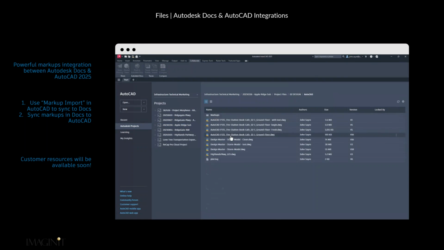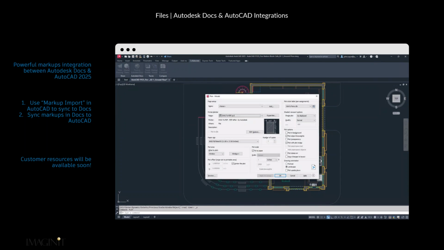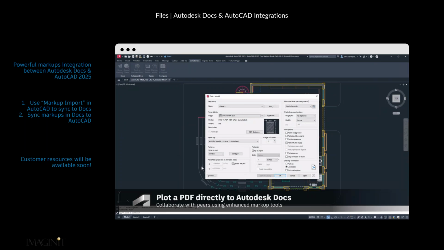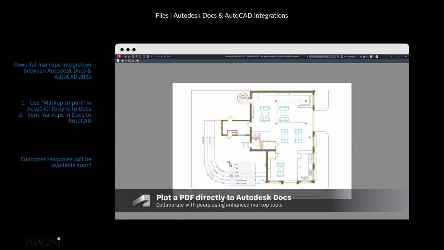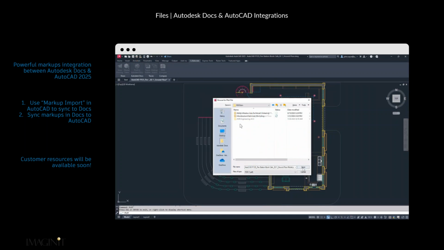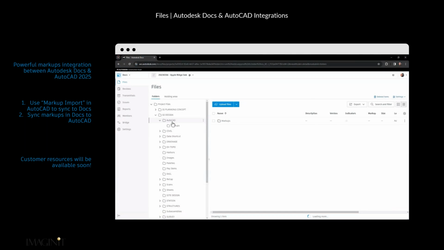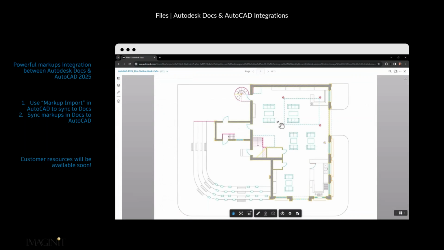And then the AutoCAD markup, there's a little bit of an embedded video in here. For the AutoCAD integration, we are able to publish our sheets directly to Autodesk Docs, so we can plot those to our file section in Docs. We can apply markups to those PDFs, and then we can capture the markups and push those back to AutoCAD.